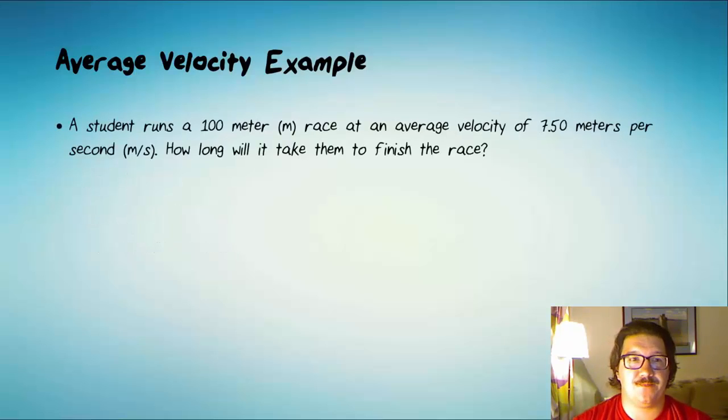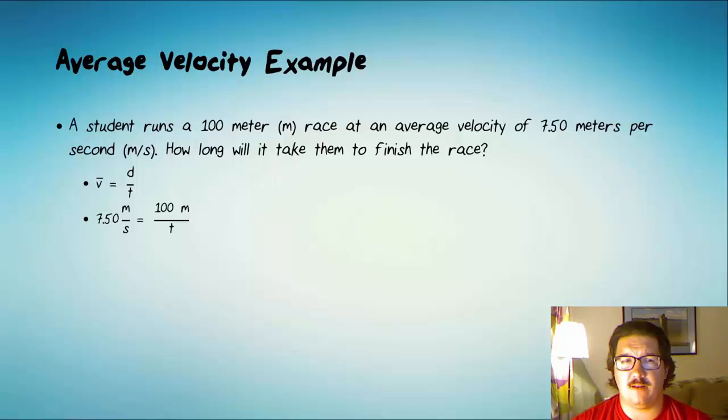Let's take a look at one more example. A student runs a 100-meter race at an average velocity of 7.5 meters per second. How long will it take them to finish the race? Well, we can use the same equation, and we can substitute in our velocity and our distance. And this time we're solving for time, so we can say that we cross multiply, or we can say that we multiply both sides by t.